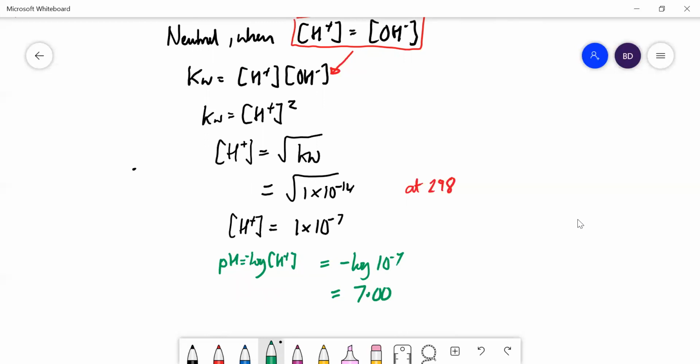But what happens to this value here? This actually changes. Kw changes if the temperature changes. We'll see in a later video that Kw actually gets a bit bigger as temperature increases. So that means neutral pH isn't 7 at higher temperatures. It's not quite that. But okay, I think we'll leave that there.